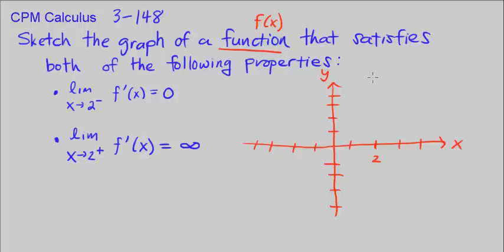So let me put a little fence or a dotted line at x is 2. And what do we know about our function f of x? Remember, f of x, I'm going to put it in green. It's going to have a maximum or a minimum. So it doesn't matter what it looks like to the left of 2, except as it approaches 2, the slope is equal to 0.